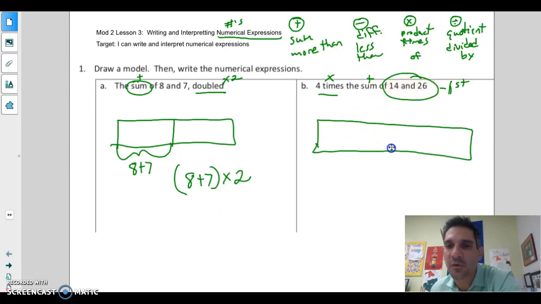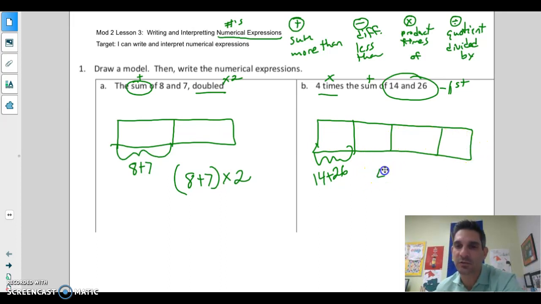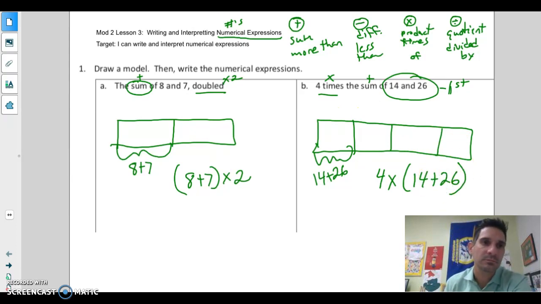So I'm going to cut this into fourths because it says 4 times. And this piece is going to be 14 plus 26. All right? Because then you're going to take that total and times it by 4. So when I write it as an expression, I can do 4 times, parentheses, 14 plus 26. Okay? Next.